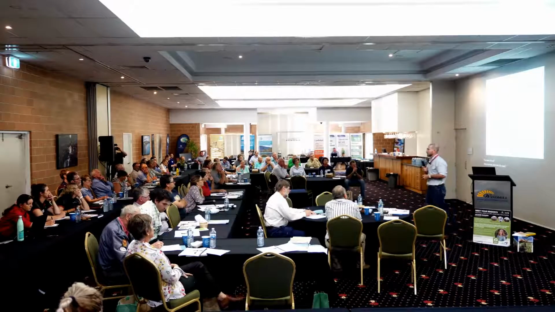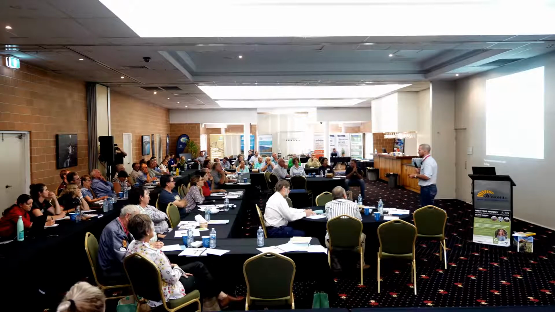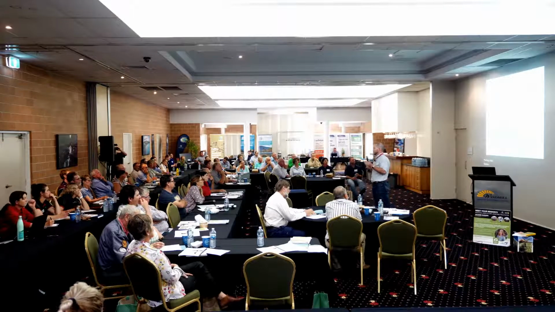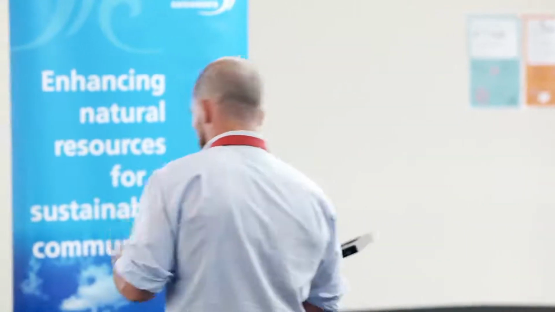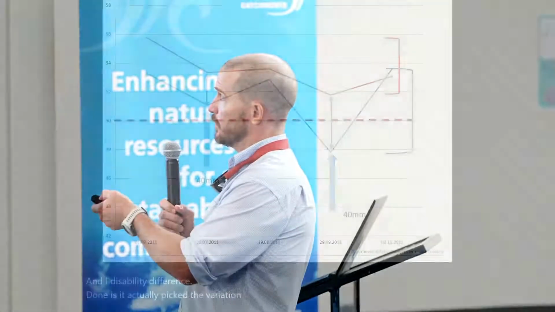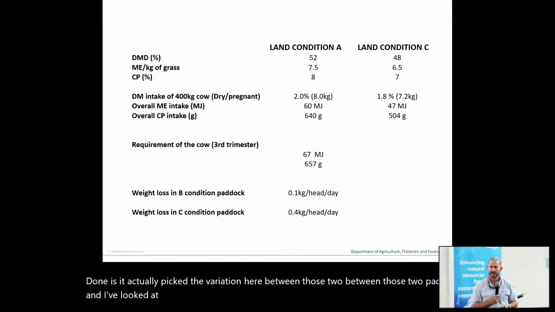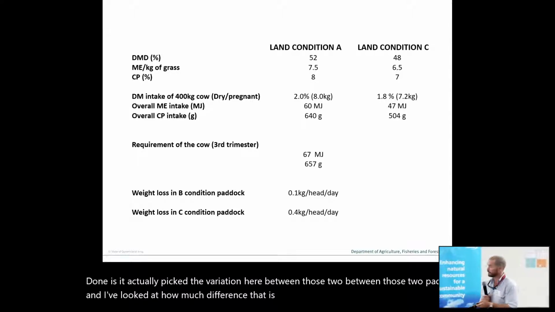The thing that I suppose I want to try and impress upon you guys is that within ruminant nutrition, particularly from a grass perspective, little differences make for big differences by the end of these equations, okay? Little changes in the efficiency of nutrition available and digestibility make a big difference. So what I've done is I've actually picked the variation here between those two paddocks. And I've looked at how much of a difference that is in terms of the nutrition available to the animals.